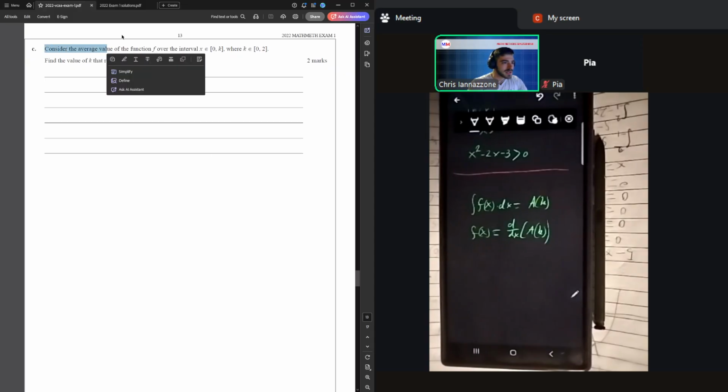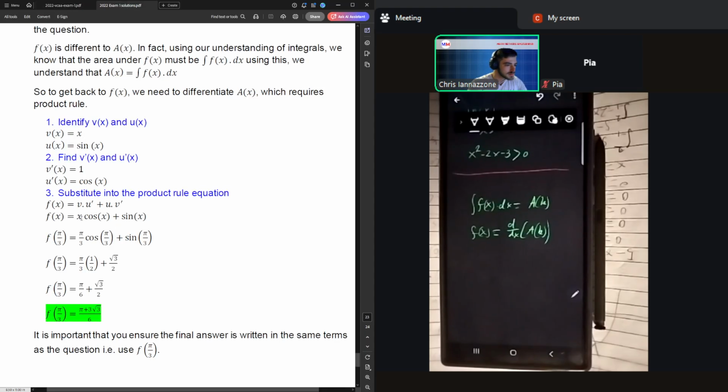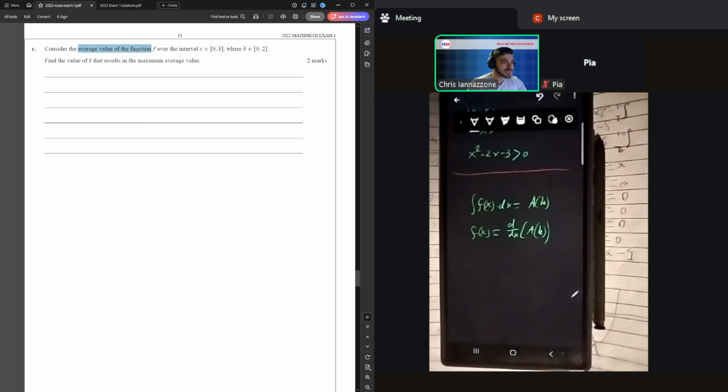And then lastly, average value of f. So now we actually know what f is. We have that one right there. Find the average value of f over that interval, and we're told that k has a domain of 0 to 2. Find the value of k that results in the maximum average value. That's the goal. What k will give us the maximum average value.